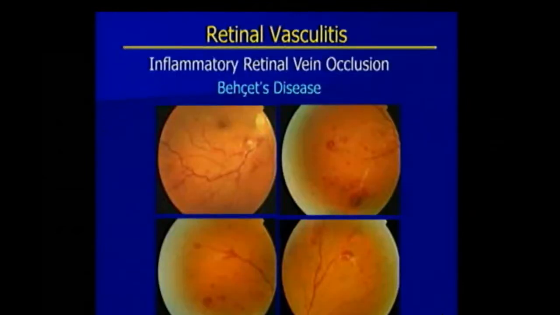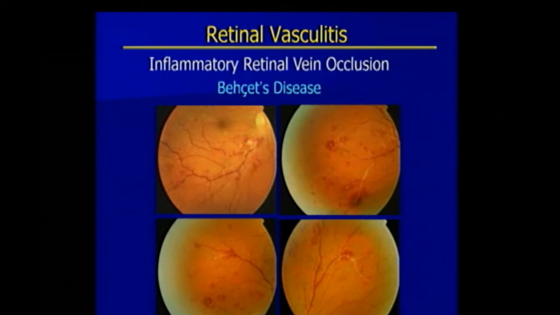Behçet's disease can cause retinal ischemia, but much less commonly than tuberculosis. But consider inflammatory retinal vein occlusion. I was giving this lecture in Italy, and I was asked by a medical retina specialist, when do you call it inflammatory vein occlusion? I told her, very simple. If the vein occlusion is associated with vascular sheathing, this is automatically inflammatory vein occlusion.